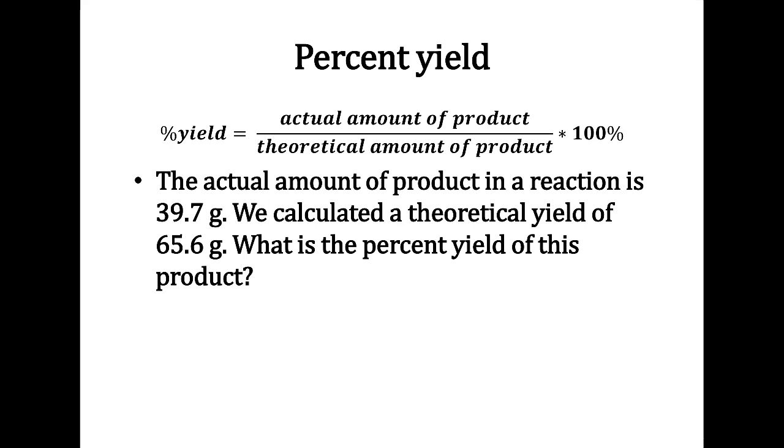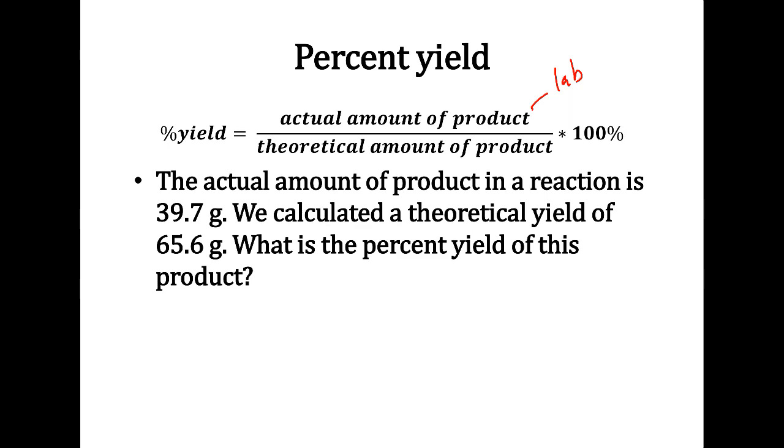We calculate the percent yield by taking the actual amount of product that is formed divided by your theoretical amount of product. So this actual amount has to be given to you, or it might have been measured in a laboratory setting. So let's go ahead and take a look at an example. The actual amount of product in a reaction is 39.7 grams. We calculated the theoretical yield of 65.6 grams. What is the percent yield of this product?